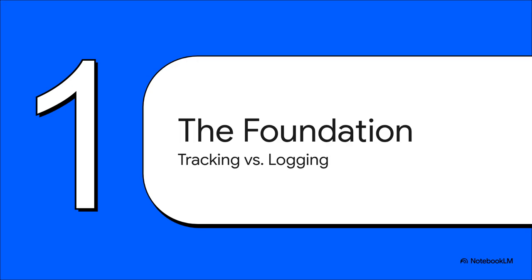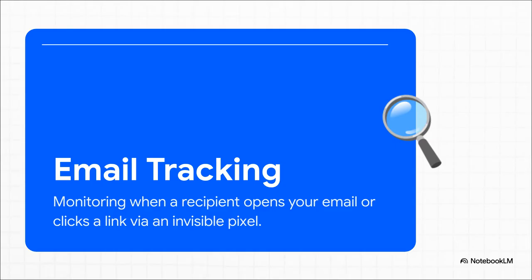So let's start right at the beginning, with the foundation. Getting this one difference right is honestly the key to everything else we're going to talk about. Once this clicks, you'll know exactly which tool to use and when to use it. All right, so what is email tracking? Think of it as your engagement radar. HubSpot sneaks this tiny, invisible pixel into your email. The second your recipient opens it, that pixel loads, and bam, you get a notification. It's all about knowing if and when someone is interacting with your message in real time.